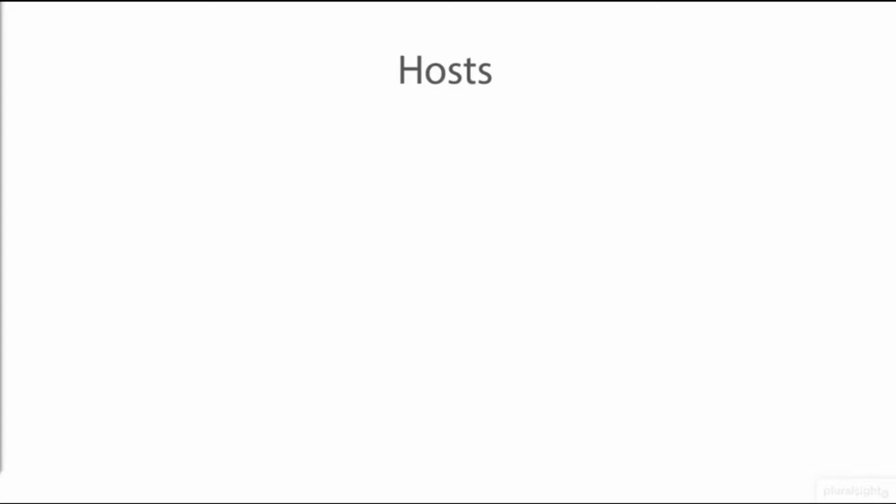Hosts. There are several different threats that can be created by a host. And when I say a host, I'm talking about a computer, whether it's a server or a workstation, or even a host could be a tablet or a cell phone if need be.